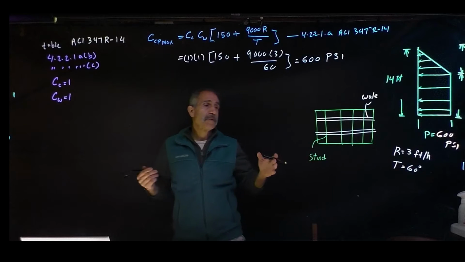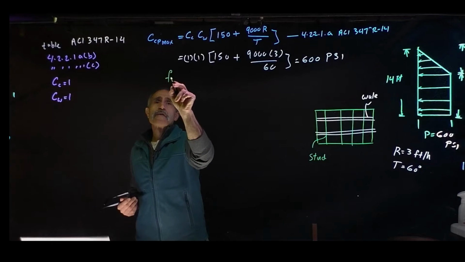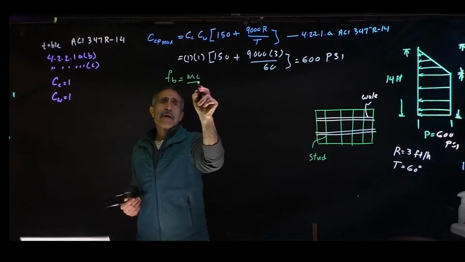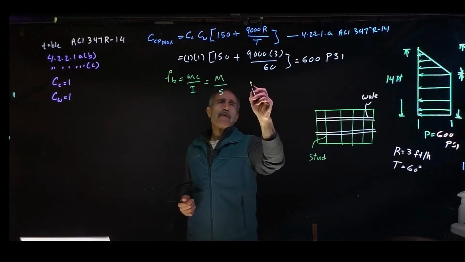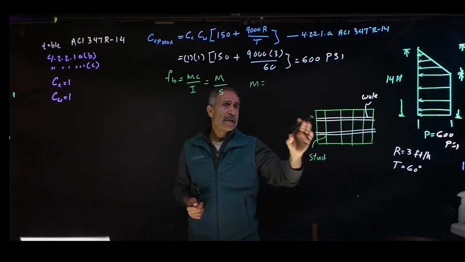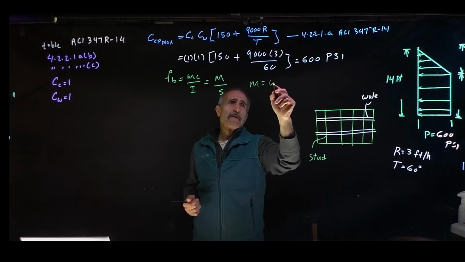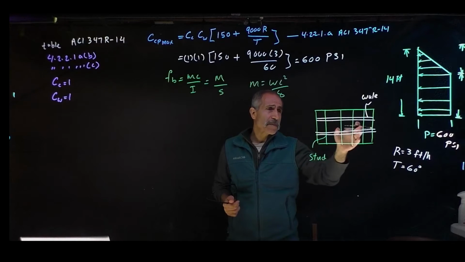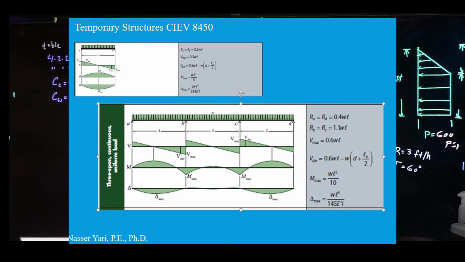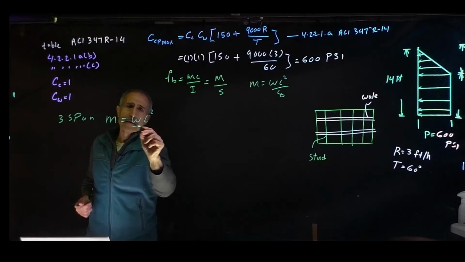As we recall, the bending stress Fb is equal to Mc over I, or equal to M divided by S. The bending moment normally for a single span is WL squared divided by 8. But in our case, we have a 3 span, so we're going to use the moment equal to WL squared divided by 10 for 3 span.